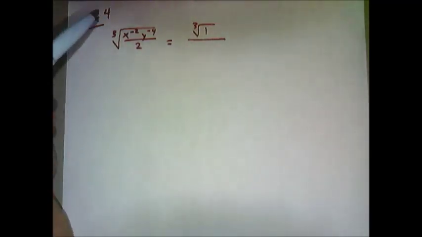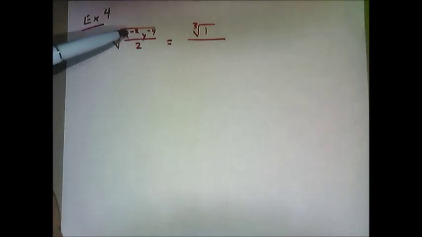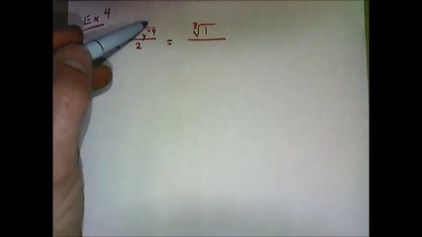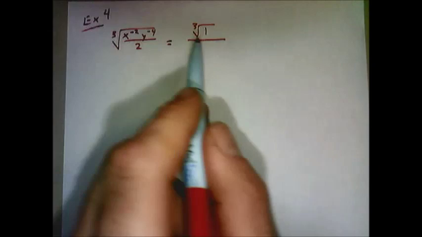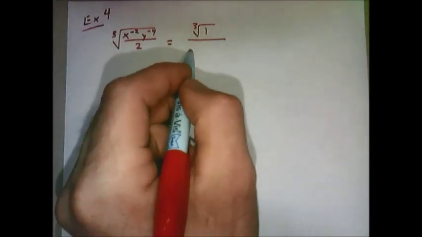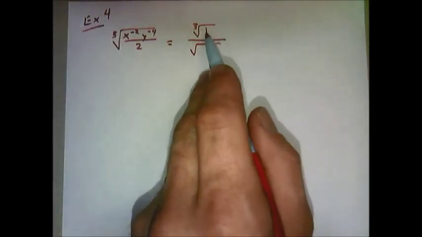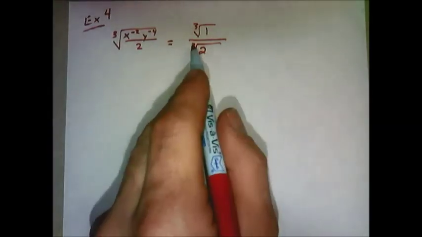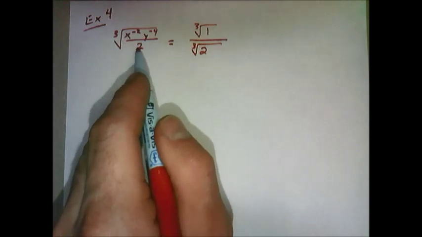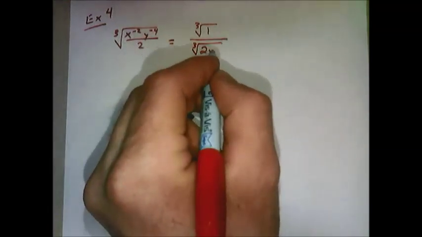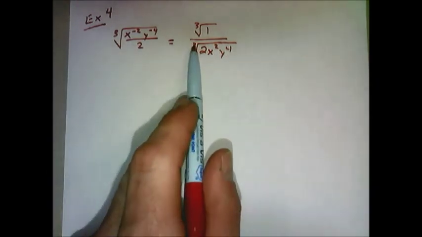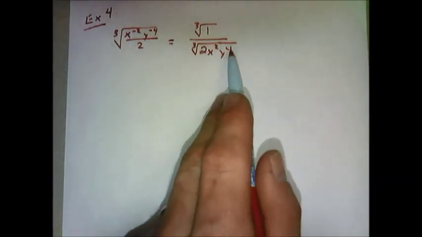And what I'm also going to do is break up this fraction. Just like we could write fractions of 2 radicals as a single radical, we can break up the fraction of a single radical into 2 radicals. So we have the 3rd root of 1, and on the bottom our 2 is staying there to the 3rd root, but our x to the 2nd and y to the 4th are coming down to meet up with that 2. So we get the 3rd root of 2x squared y to the 4th.